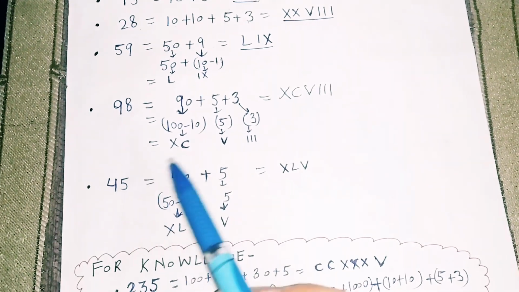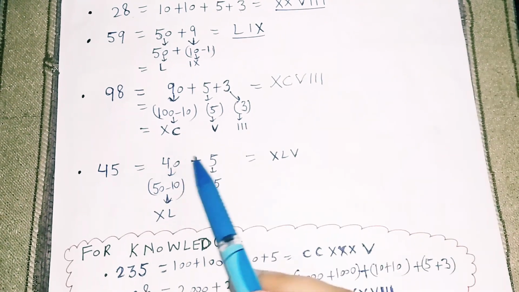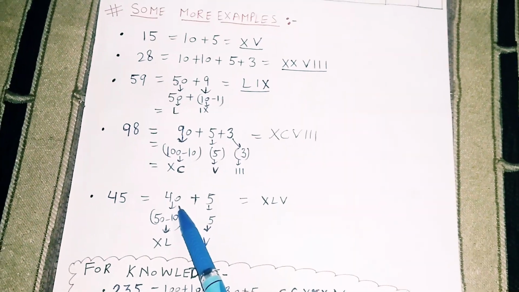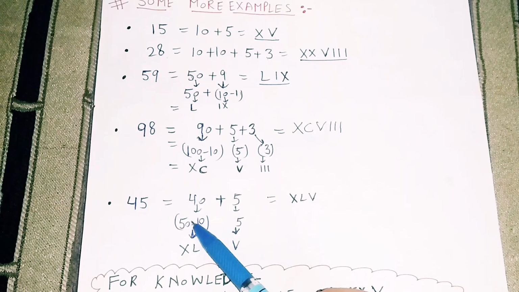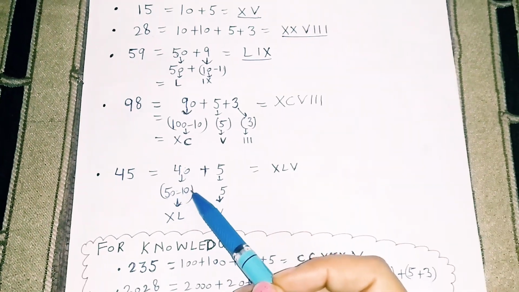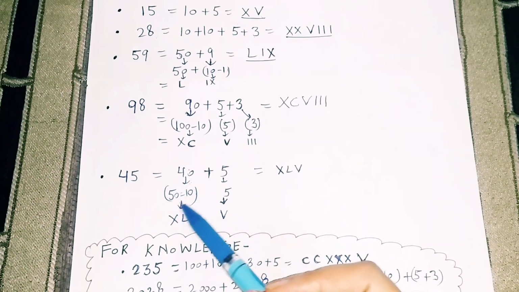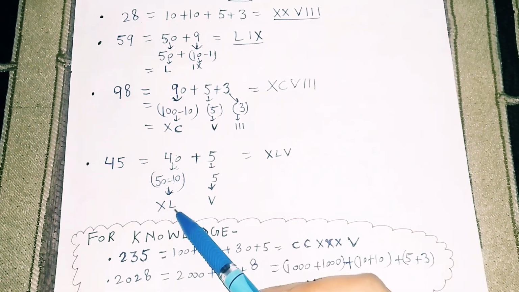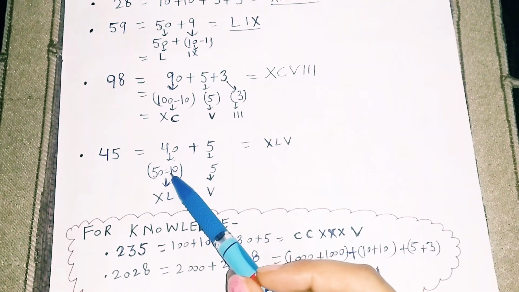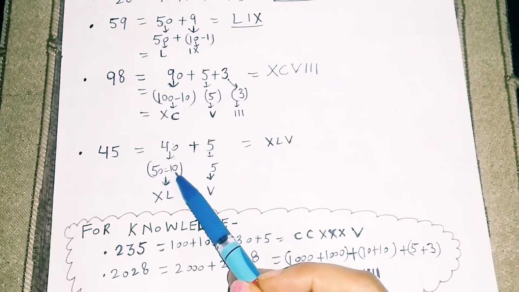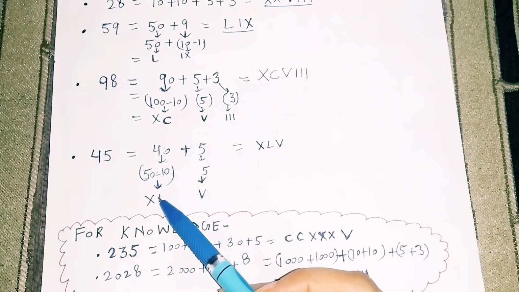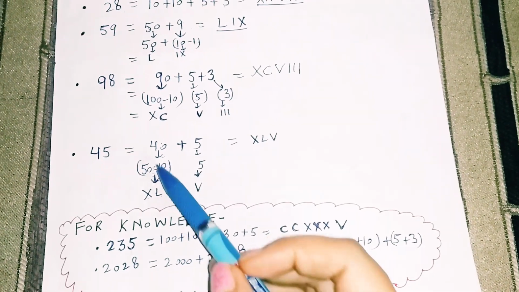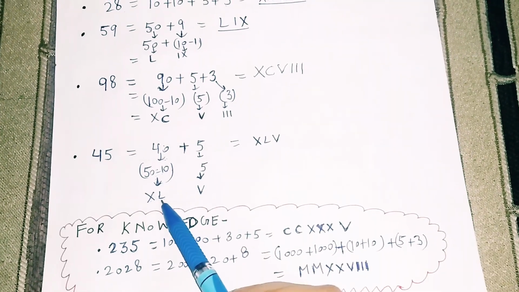Next is 45. Again break this value. 40 plus 5. How can you write 40? It is near to 50, and you can write 40 as 50 minus 10. Again it's a case of subtraction. Recall the symbol for 50. It was L. So I have placed L. Now since it is a case of subtraction, I will place the symbol having smaller value before the symbol having larger value. So my Roman numeral for 40 becomes XL.